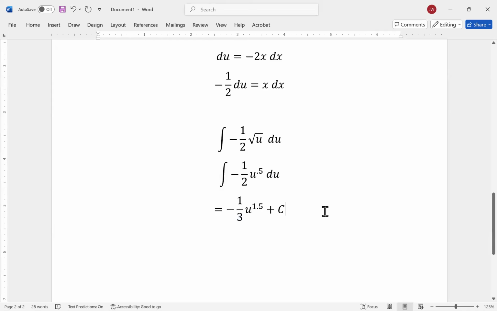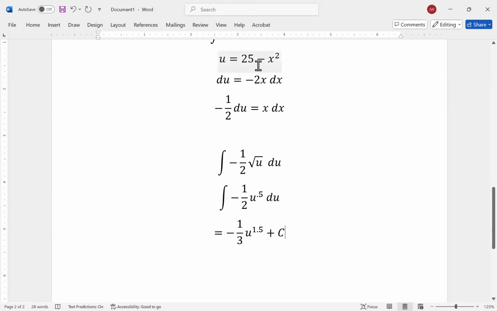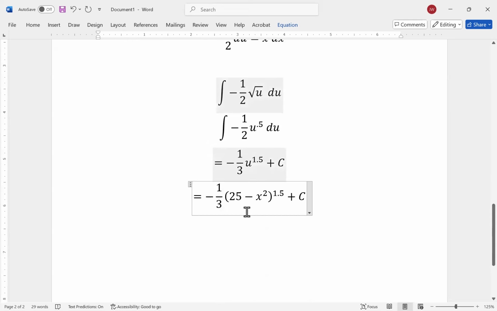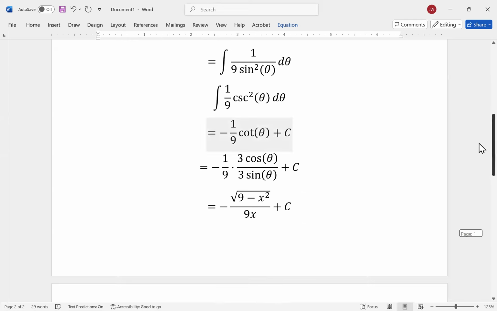Now u, if you remember, is 25 minus x squared. So my final answer is negative 1/3 times 25 minus x squared raised to the 1.5 power plus c. So notice that was a lot faster than the types of things we've been doing.